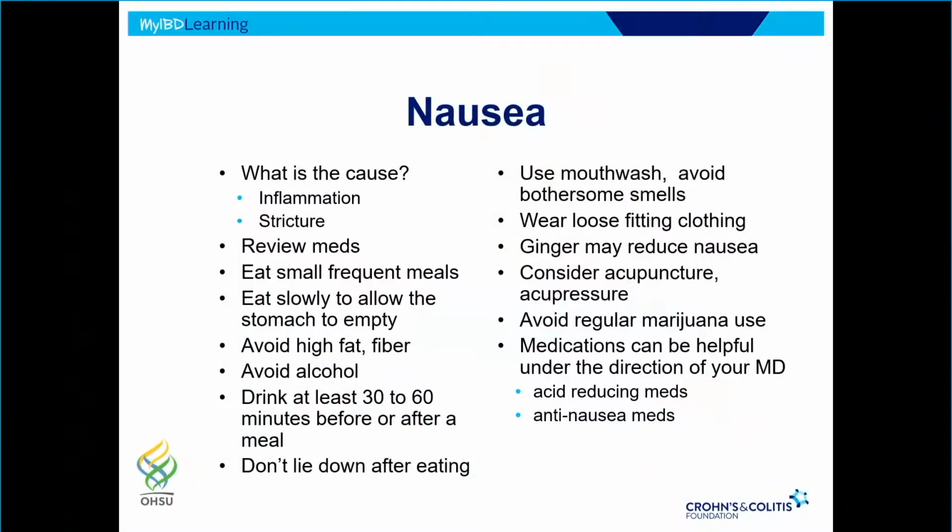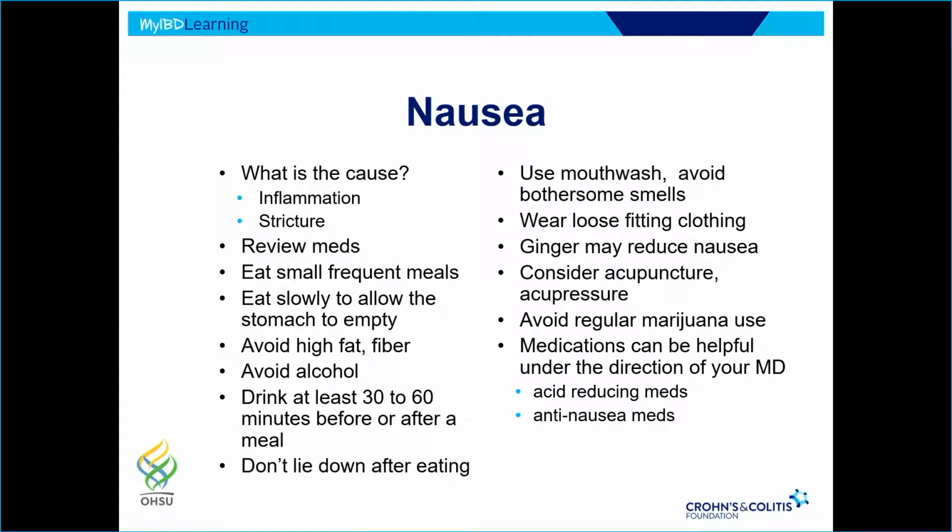And then nausea. So again, getting at the underlying cause. Is this related to ongoing active inflammation or a narrowing of the bowel? We want to make sure we're treating those if those are present. And then nausea can be related to some of the medications that we give in inflammatory bowel disease. So things like methotrexate or sometimes azathioprine. So doing a really careful medication review with your doctor can be very helpful.